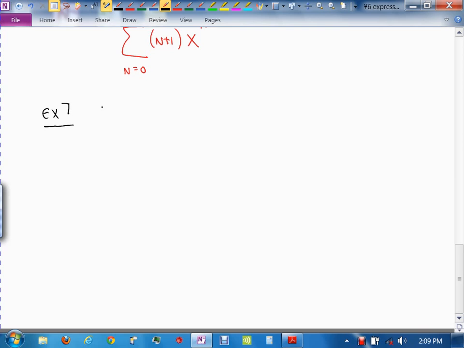All right, let's look at this one. f of x equals natural log of x plus 5. Same instructions. Express this as a power series.